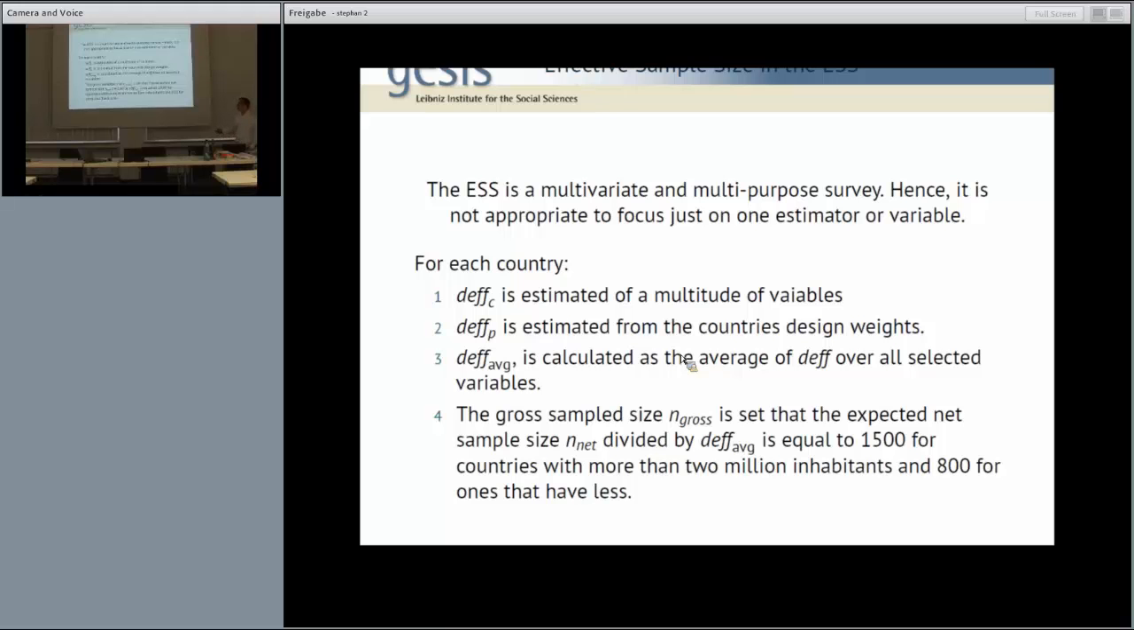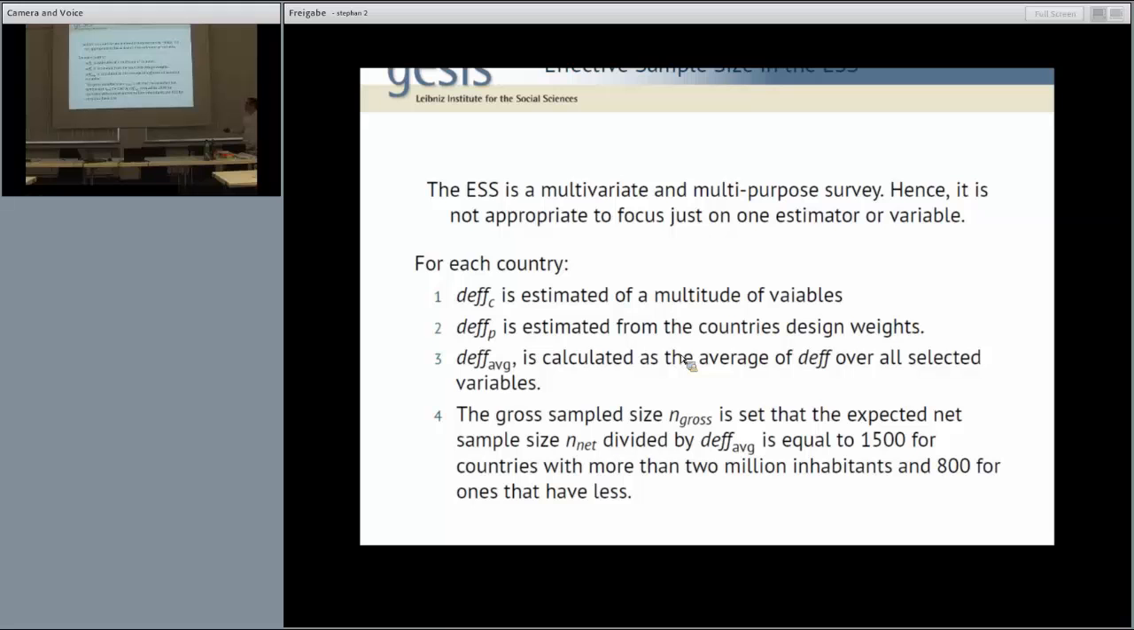Then you take the average of all design effects. It's going to be either the median or the arithmetic mean. And then the final step is we set the cross sample size, such as the expected net sample size divided by this average design effect, equal to 1,500 for countries that have more than 2 million inhabitants and 800 for ones that have less. In that way, the effective sample size in each country should be comparable.